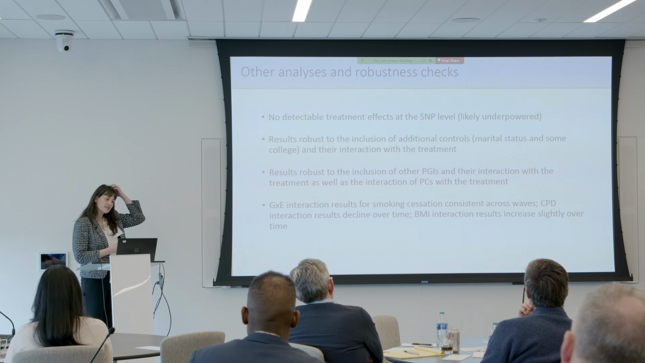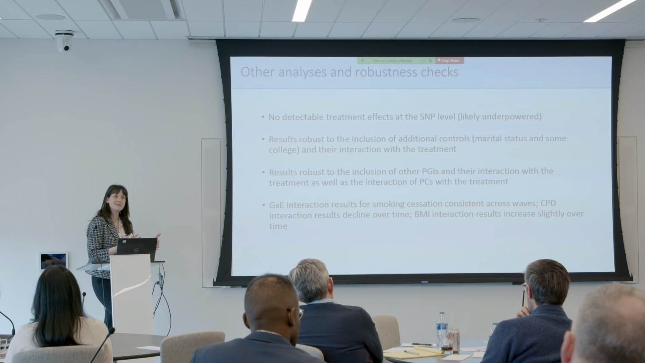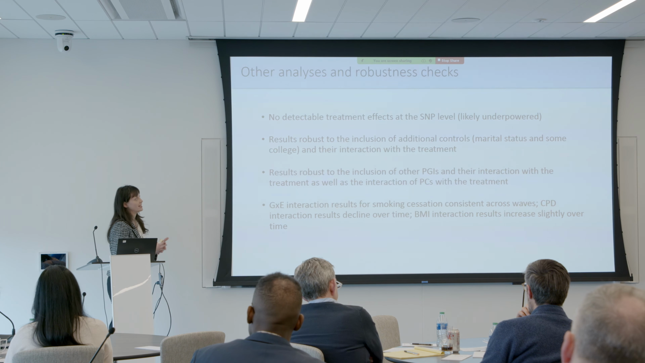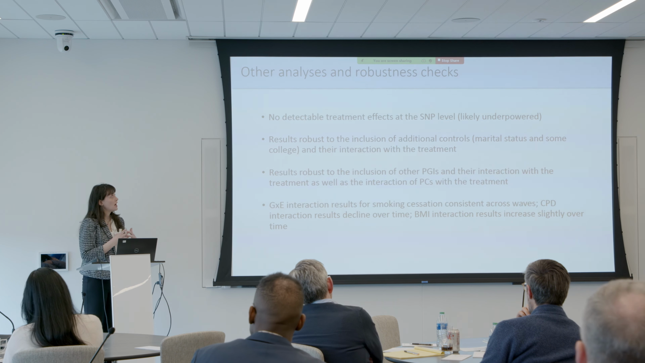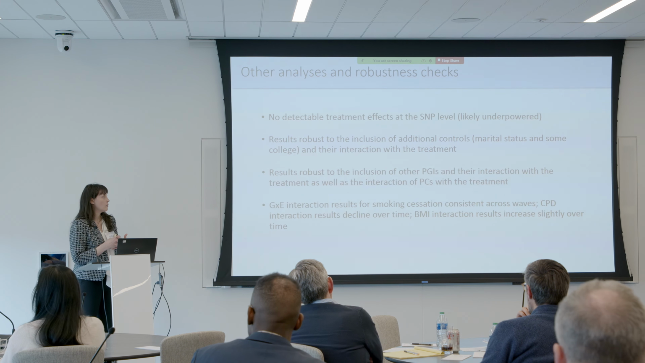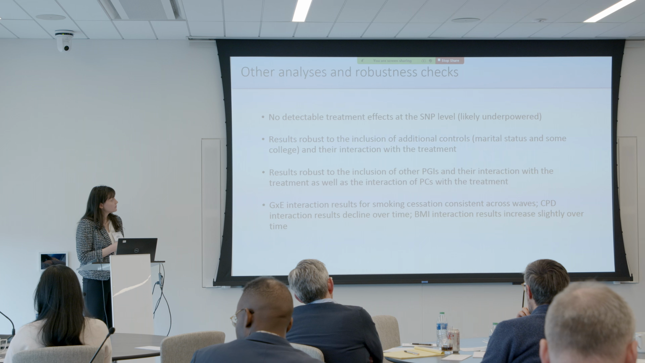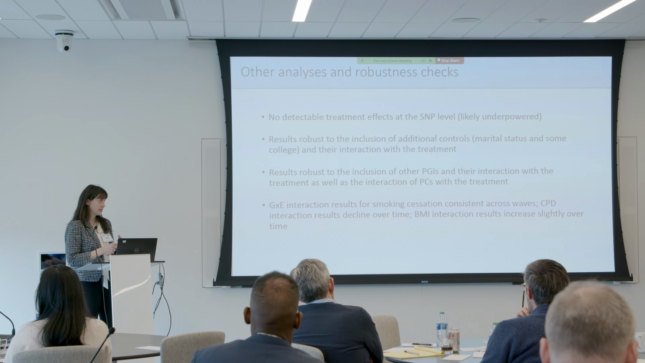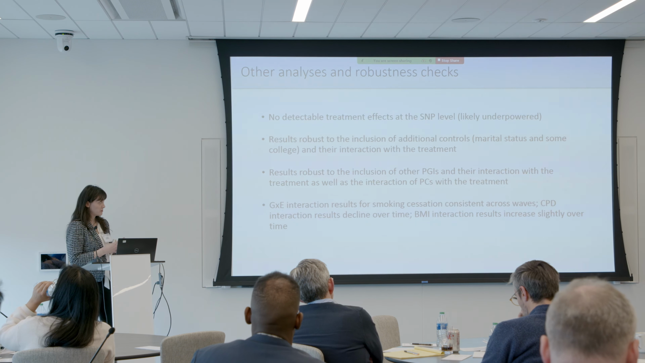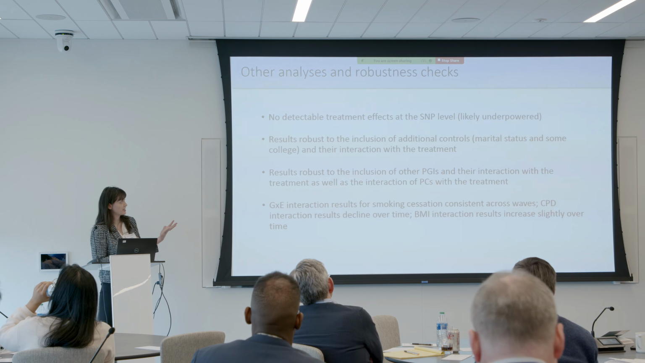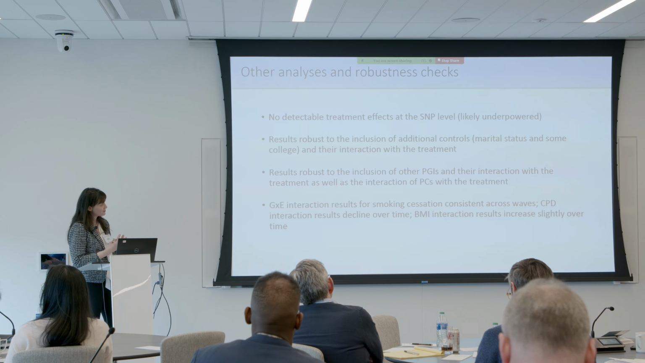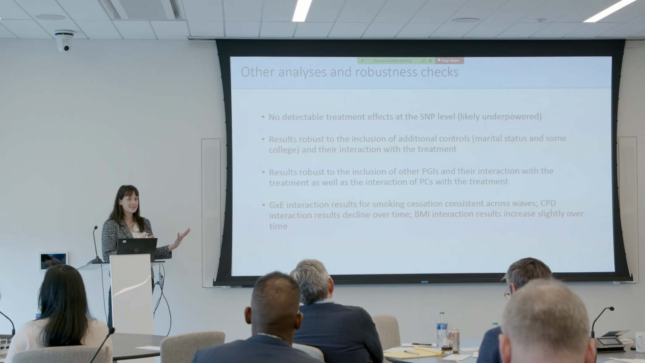In terms of other analyses and robustness checks, we did look at the SNP level. We did a deeper dive to see if we could find any interaction effects at the SNP level. We didn't see anything. We think we were likely underpowered to do that. The results were robust to the inclusion of additional controls like marital status, college education, and their interaction with the treatment. The results were robust to the inclusion of other PGIs and their interaction with the treatment, as well as the interaction of the PCs with the treatment.